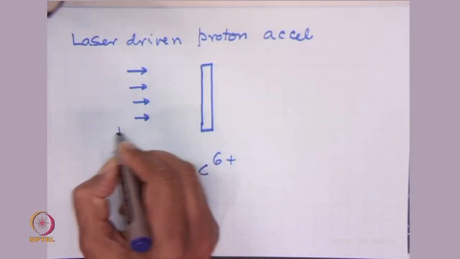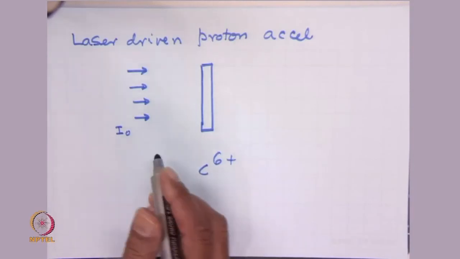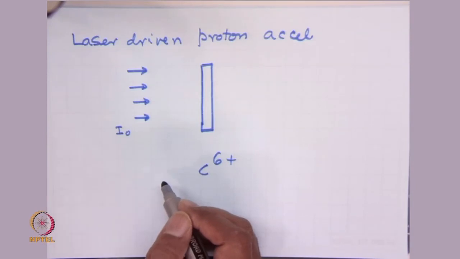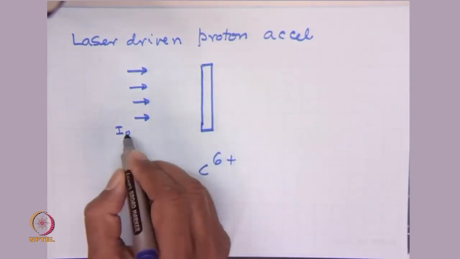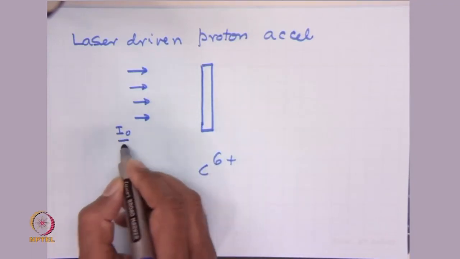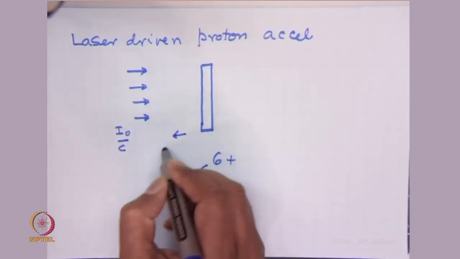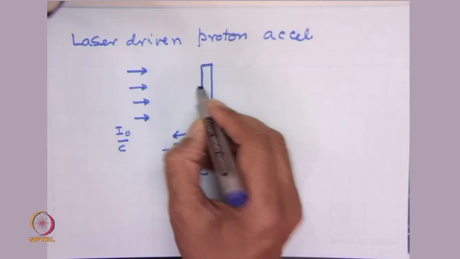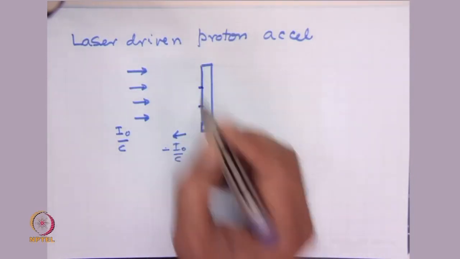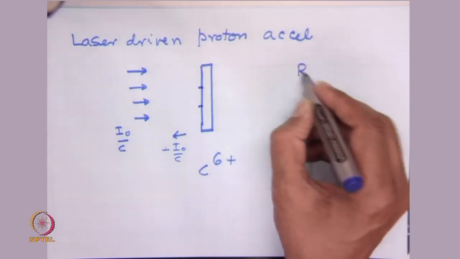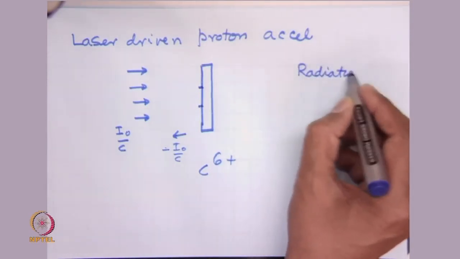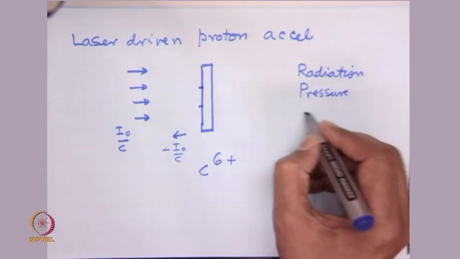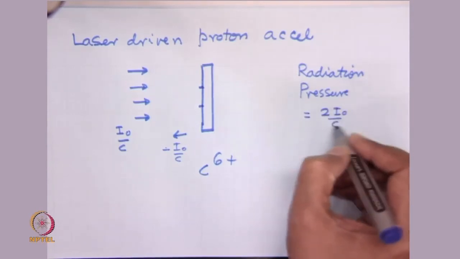When a laser of intensity I0 falls on a foil and gets reflected back, if the foil becomes a super dense, overdense plasma, then the forward momentum carried by the laser is I0 by C. The backward momentum is minus I0 by C. So it exerts a force on the foil per unit area of 2 I0 by C. So the radiation pressure force on the electrons per unit area is 2 I0 by C if it is stationary.